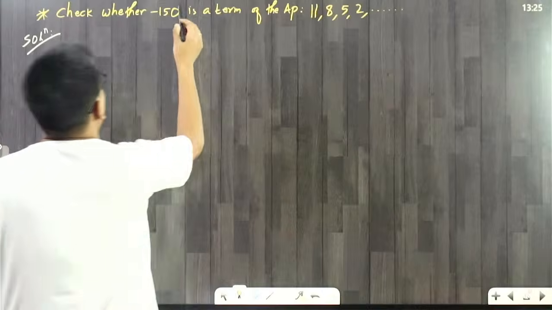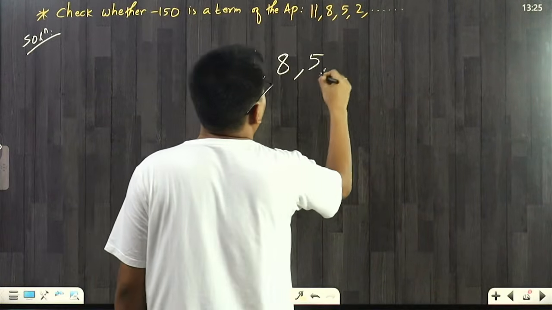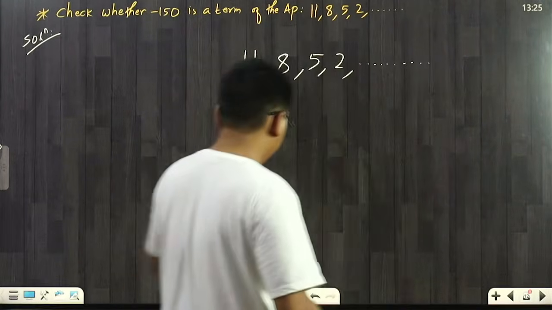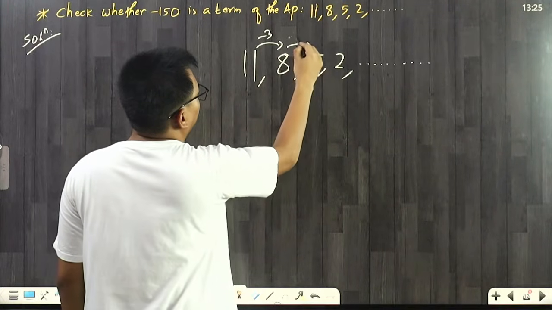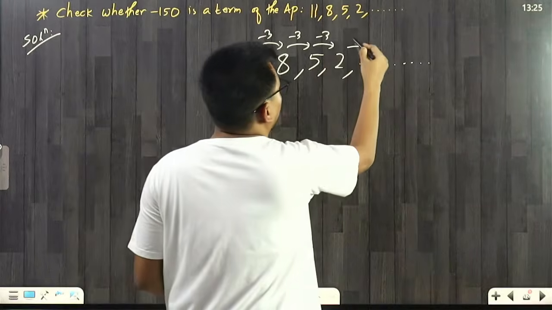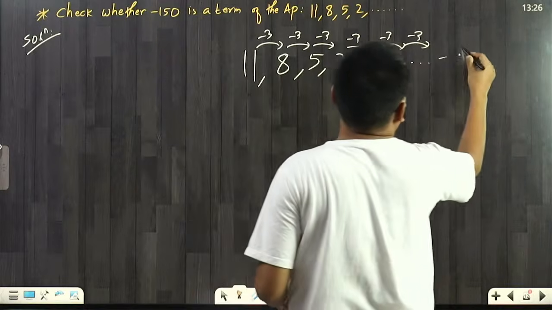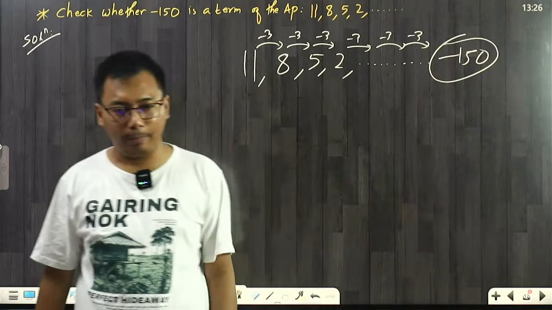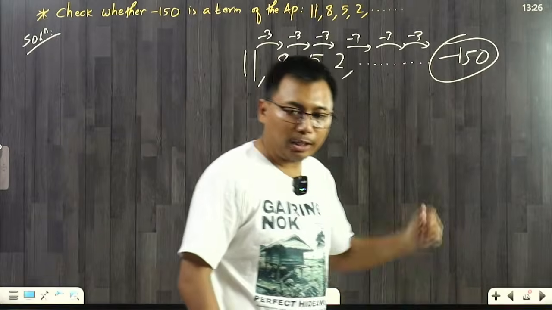Okay. See, this is our AP 11, 8, 5, 2, and so on. Now, if we check, these numbers are decreasing by 3. So if we keep on decreasing by 3, will we get minus 150 here in this term? That is the question. Okay? Will we get minus 150?